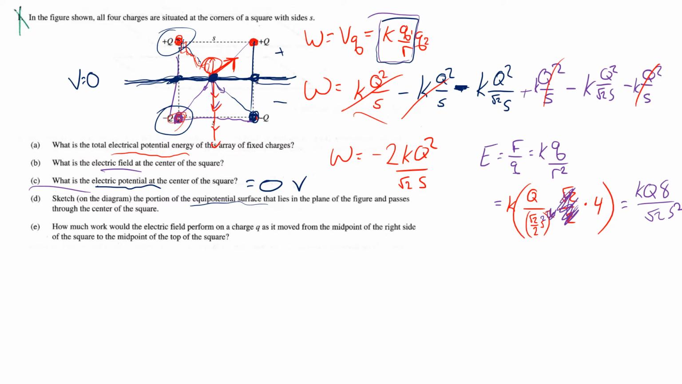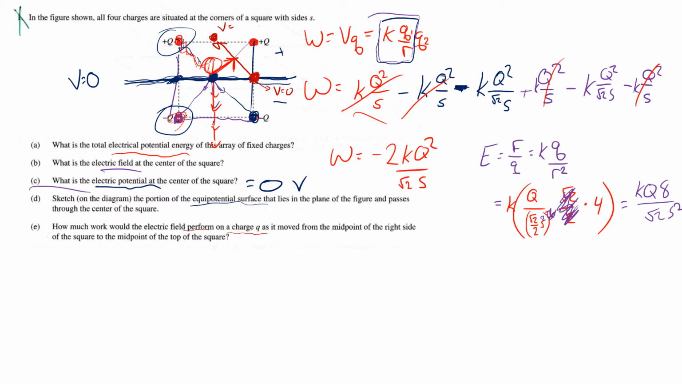And that's it. All right, so looking at E. How much work would the electric field perform on a charge Q if it were moved from the midpoint of the right side of the square to the midpoint of the top of the square? So we're going from here to there, and we want to know how much work that is. So we know what the voltage is for here. The voltage is equal to 0. We have to figure out what the voltage is for there. It's going to be a little trigonometry related here, but we can do it.